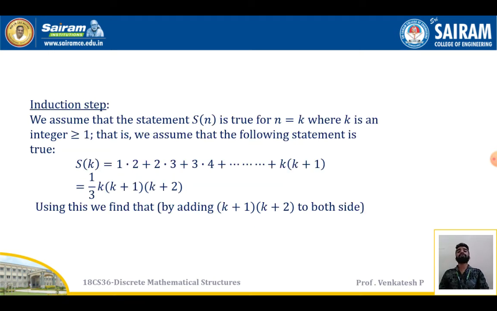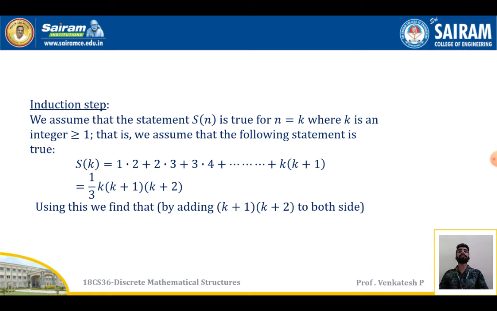So induction step: we assume that the statement S of n is true for n equal to k, where k is an integer which must be greater than or equal to 1. So we assume that the following statement is true now. S of k will be equal to what? 1 into 2 plus 2 into 3 plus 3 into 4 plus etc. plus k into k plus 1 will be equal to 1 by 3 k plus 1 k plus 2.